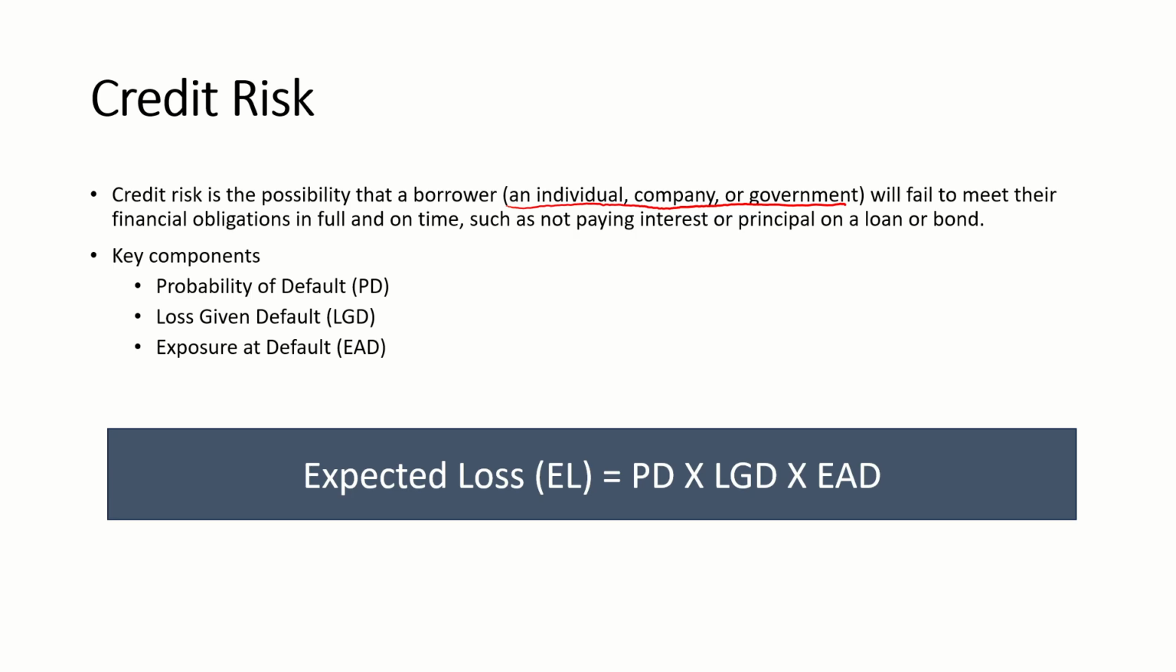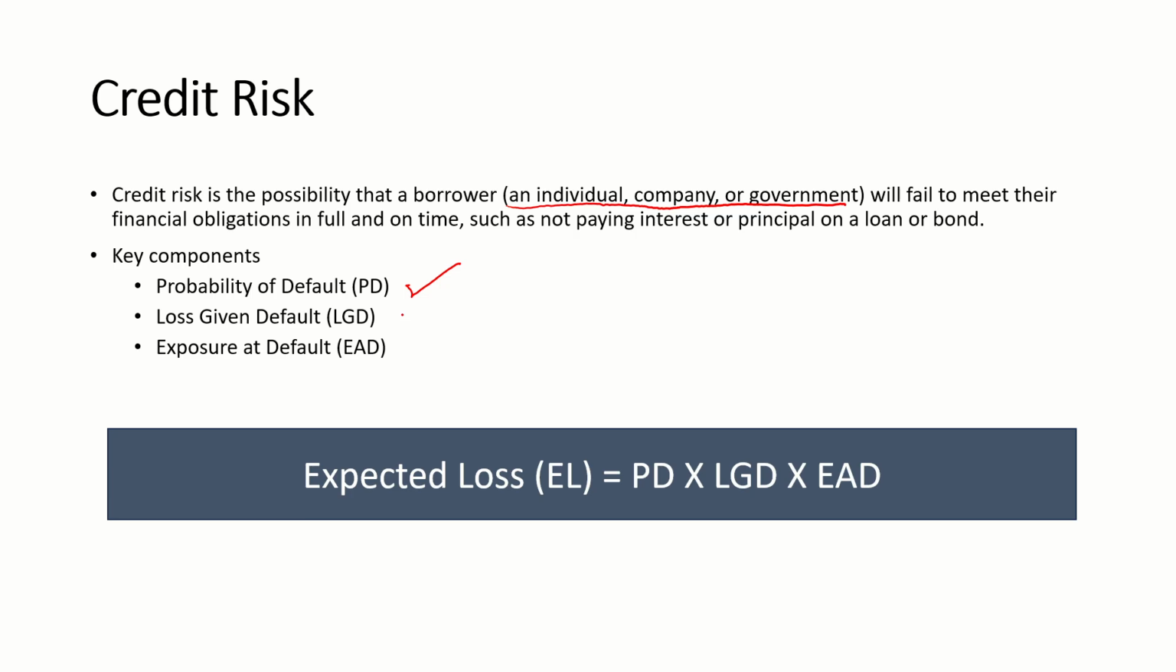Now, in credit risk, there are three important components. The first one is probability of default. Probability of default is nothing but the likelihood that the borrower will default and not pay the money back in time.